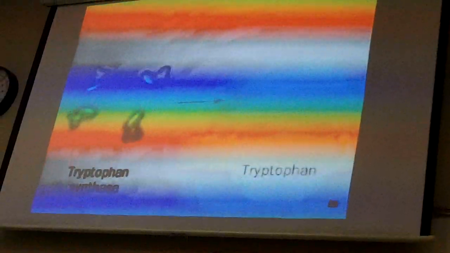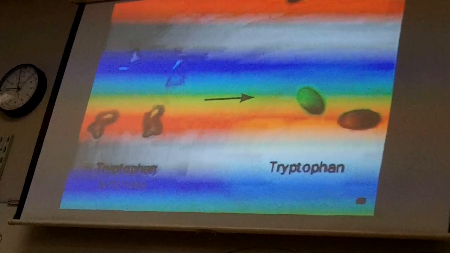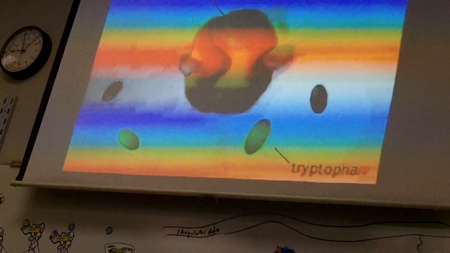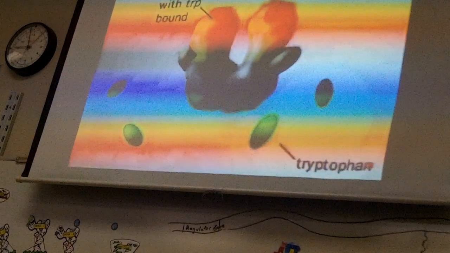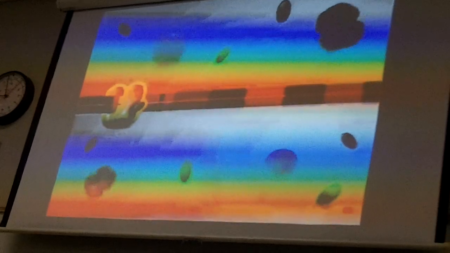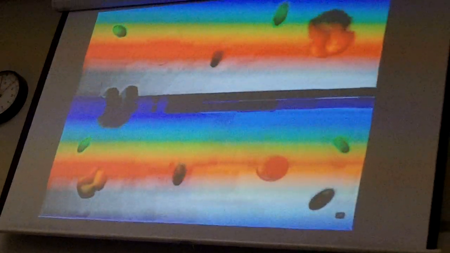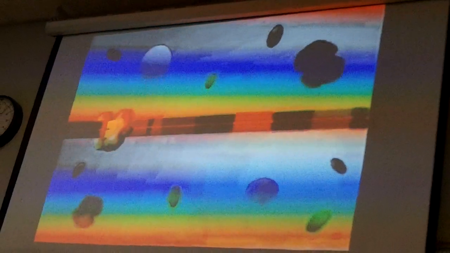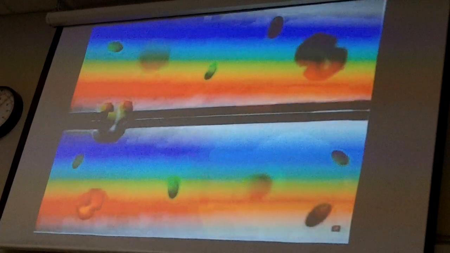As tryptophan is synthesized, it diffuses through the cytoplasm. When it encounters a Trp repressor, it binds a site on the repressor, changing that protein's shape. The repressor can now bind the operator, block polymerase binding, and prevent transcription of the structural genes. Thus, tryptophan is said to be a co-repressor.